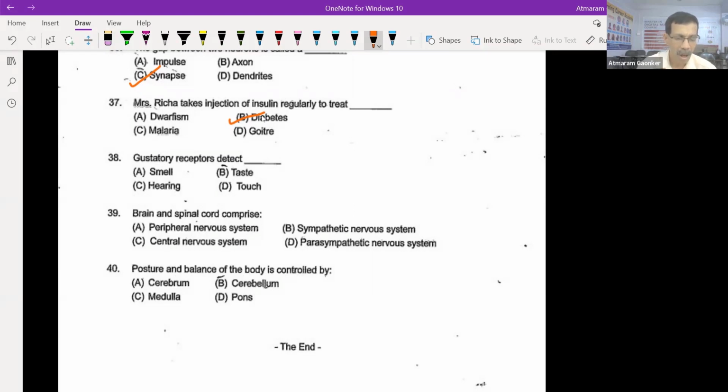Then gustatory receptors detect taste, an information level question. Then brain and spinal cord comprise the central nervous system, again an information level question. Posture and balance of the body is controlled by, the correct option is B, it is cerebellum, and this is also an information level question.